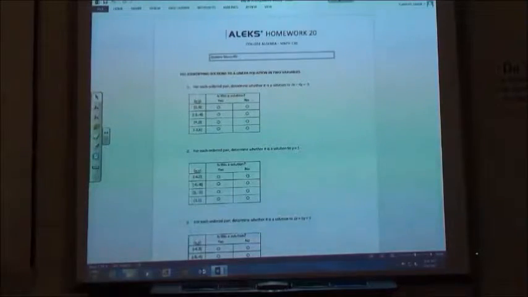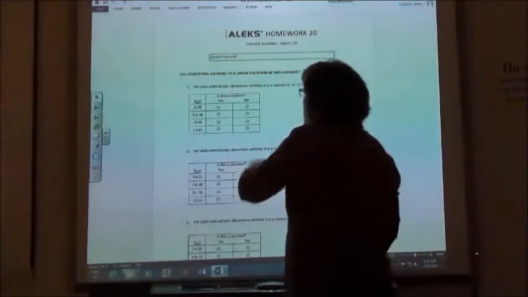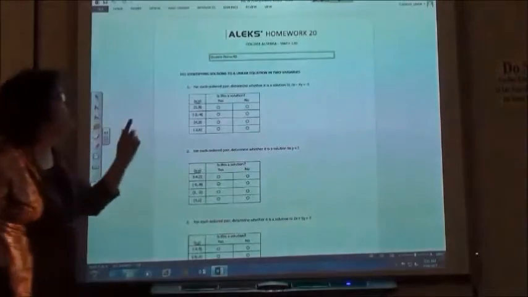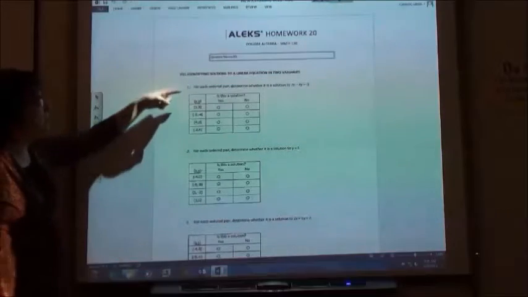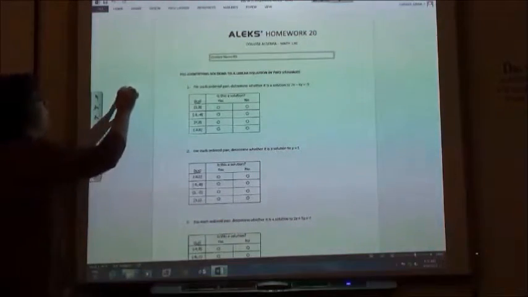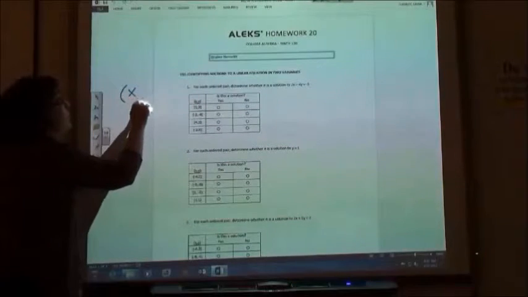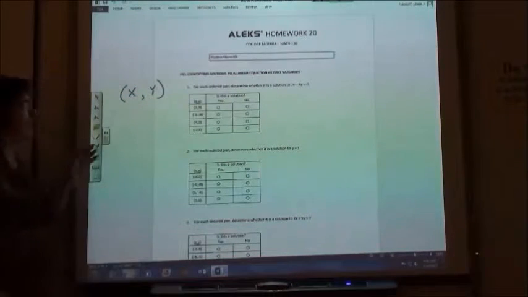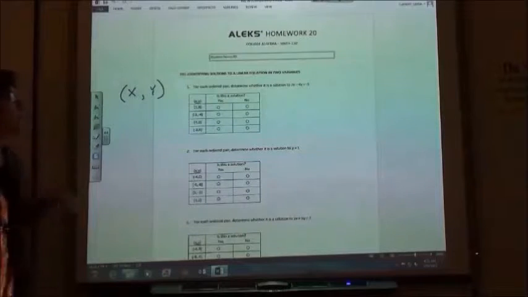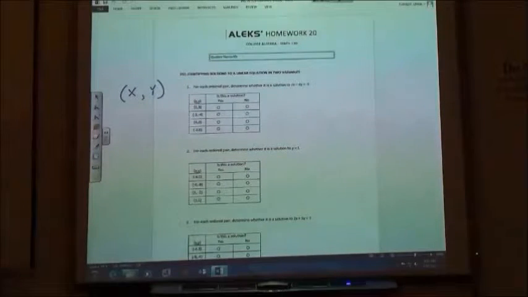So homework day 20, starting chapter 2. First one's here, we're identifying solutions to a linear equations in two variables. We have an ordered pair. Our ordered pairs are listed with the x value first and the y value second. And that's how they're always listed, because when we graph we have an x-axis and a y-axis.